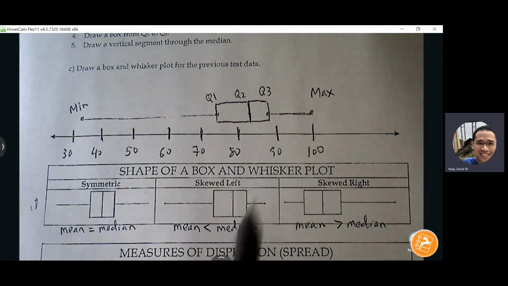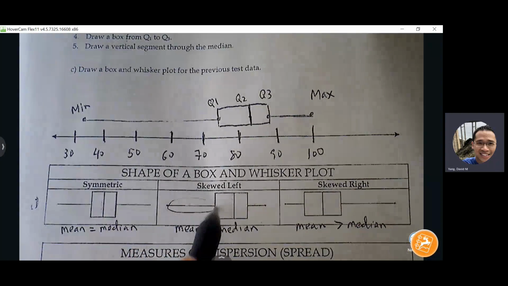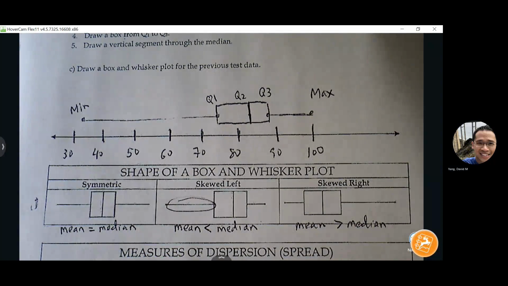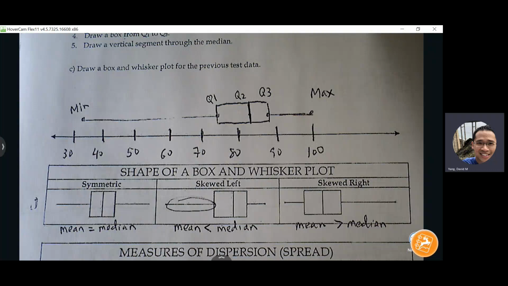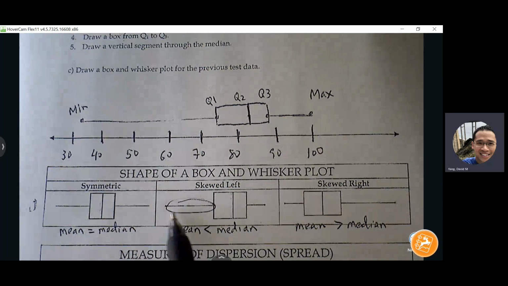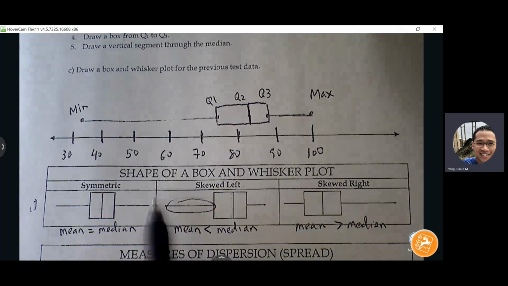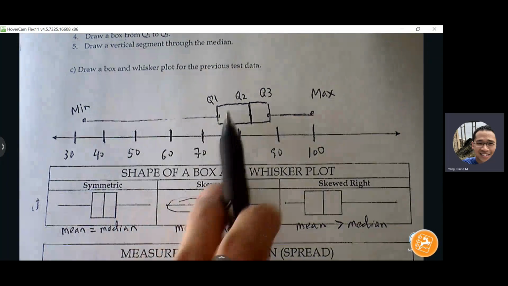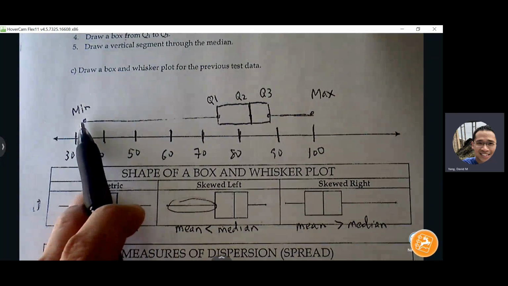Skew left: don't look at the box, look at the whiskers, right? Whichever has the longer whisker is going to indicate the direction of your skew. So here, the longer whisker is on the left, so that's why it's skew left. What's going to happen here is that you see most of your data here, and there's an outlier here. That's the case with us right here. Most of the test grades are here, but then there's one test grade that's really dragging that average down.